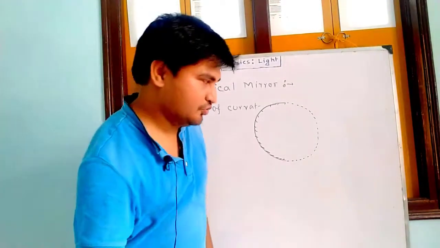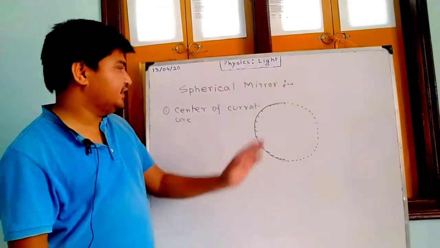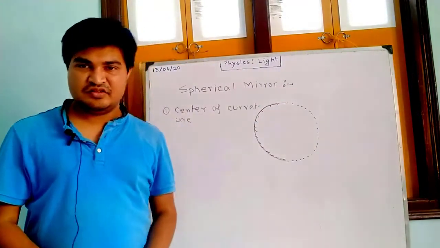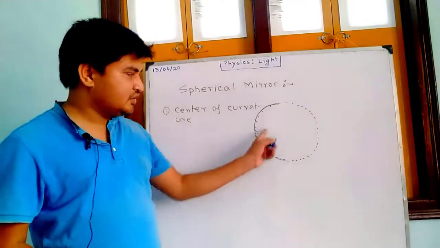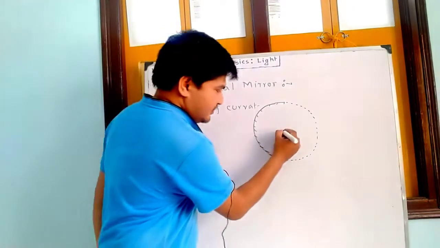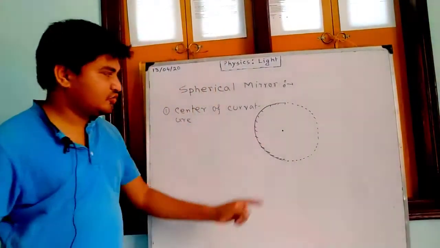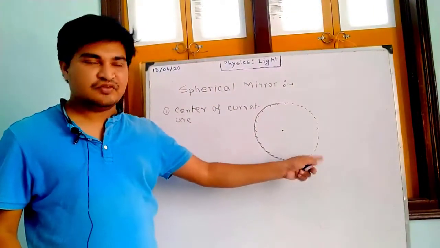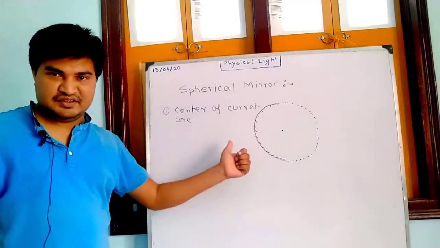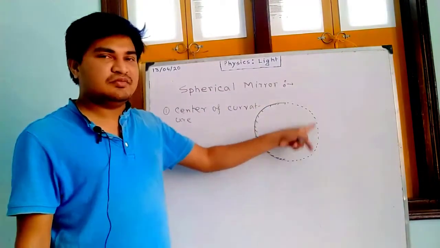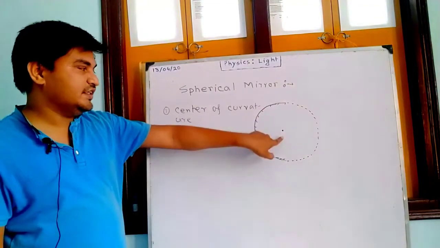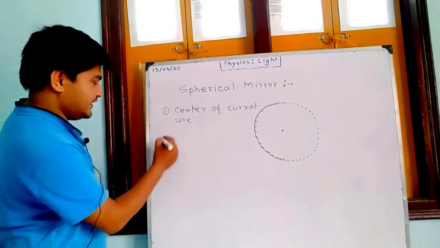The definition is, we already learned that a spherical mirror, that is a curved mirror, is a part of a spherical glass. Okay, so if I consider it as a sphere, it has a center, suppose at this point. So the center of the sphere of which the mirror is made up of is called the center of curvature. Once again, the center of the sphere from which the mirror is made up of is called the center of curvature.